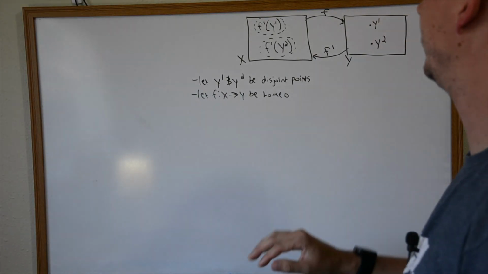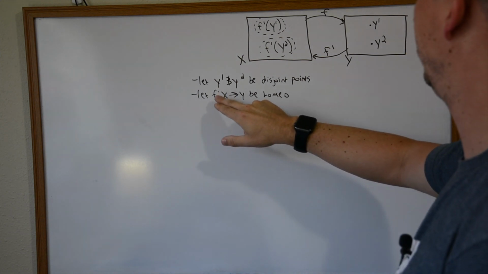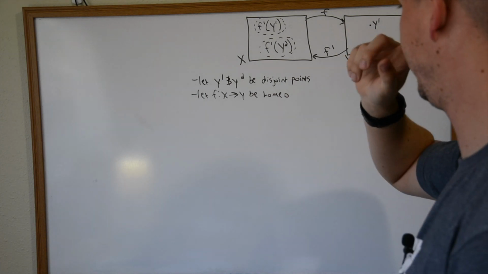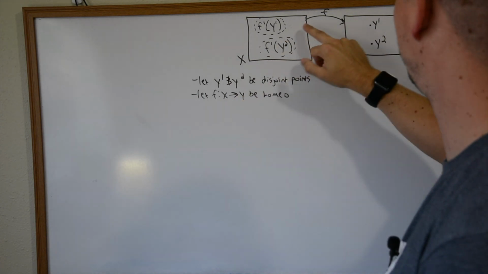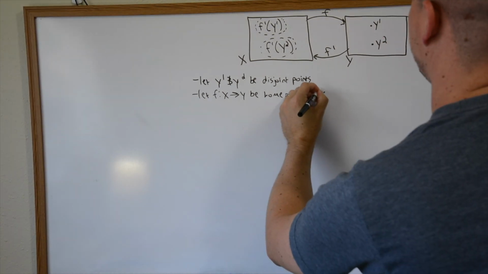We also want to establish, since it's in our given, that f is homeomorphic, so I'm just going to write it here just for the sake of formality, and we have f from x to y being homeomorphic. And we also have that x is Hausdorff.